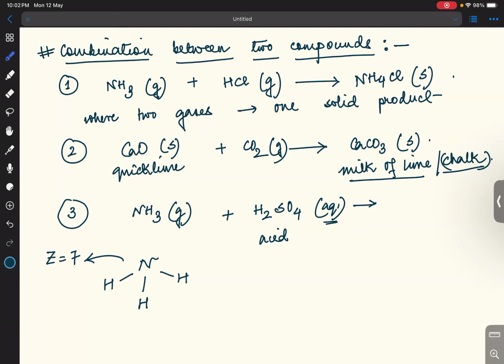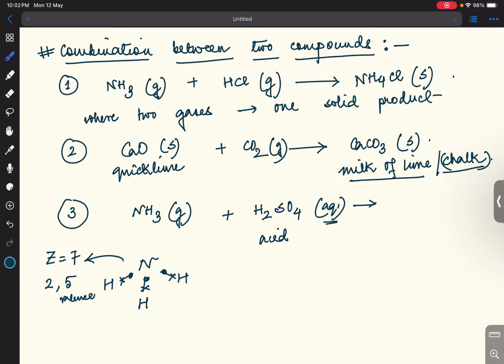So what can be the configuration over here, students? For nitrogen, the electronic configuration is 2 in the first shell and 5 in the second shell. So how many valence electrons does nitrogen have? 5. In these 5 valence electrons, it shares 3 electrons with hydrogen. It shares means it will also get 1 from hydrogen.